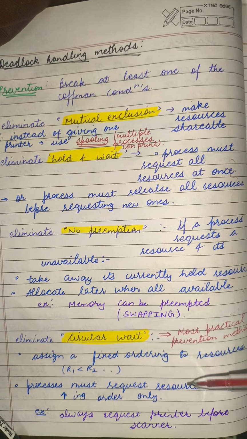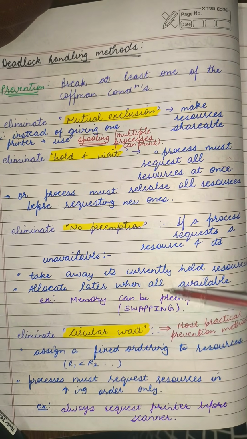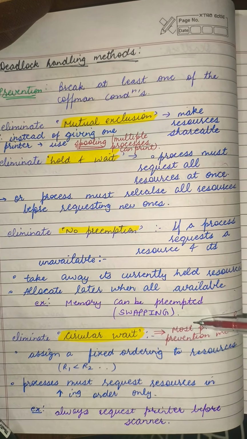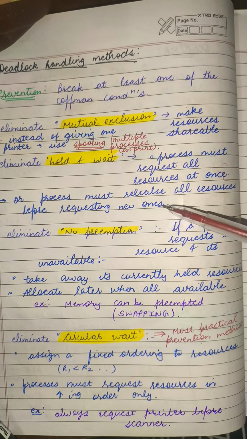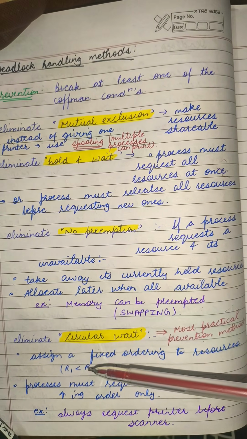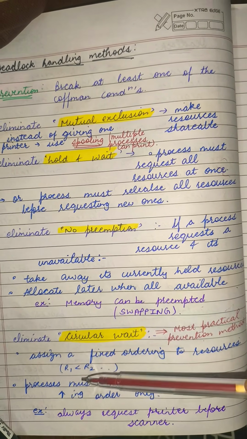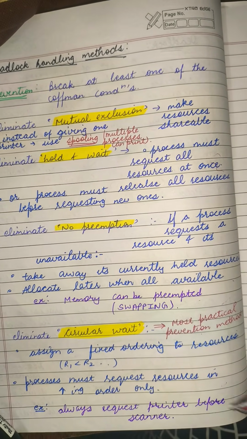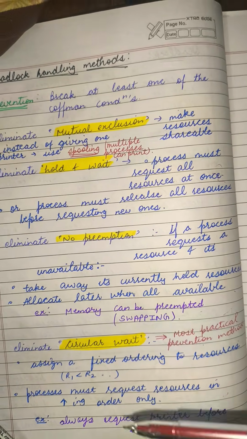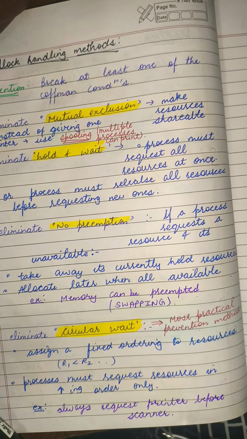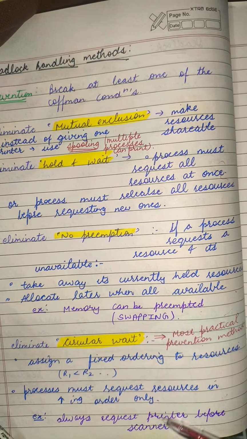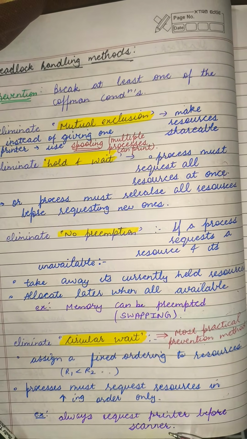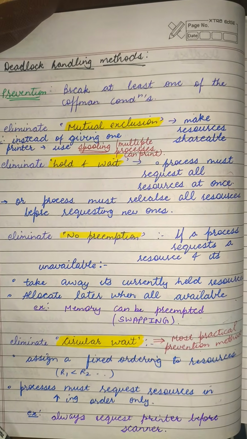Last one is eliminate circular wait. Circular wait means when the processes are holding and requesting in a circular manner. It is the most practical prevention method and it is the most widely used method for preventing deadlock. So what we have to do in this is assign a fixed ordering of resources, for example R1, R2, R3, and processes must request resources in increasing order only. Okay, now an example is always request printer before scanner. We know that printing can be done before scanning, so we can simply allocate the printer before the scanner, but vice versa is not true.